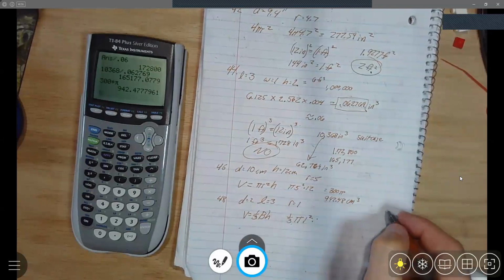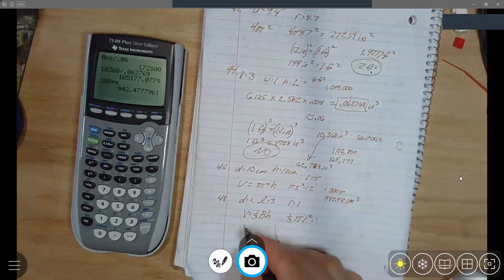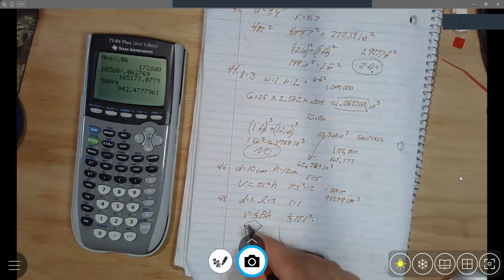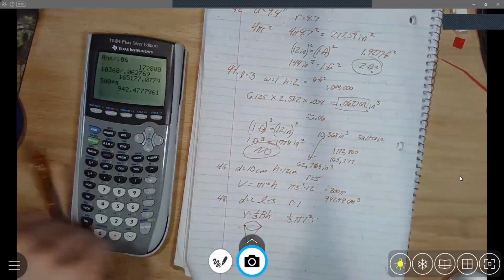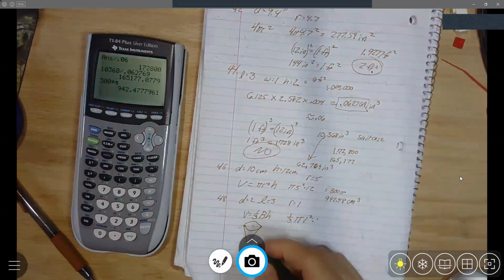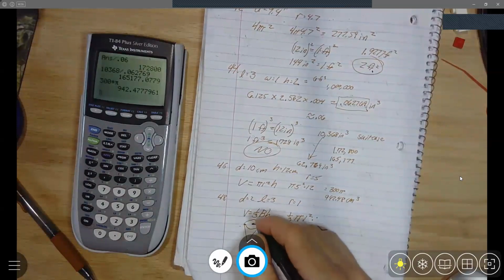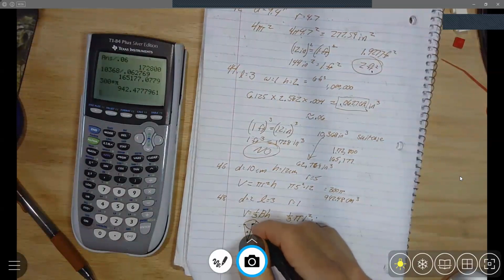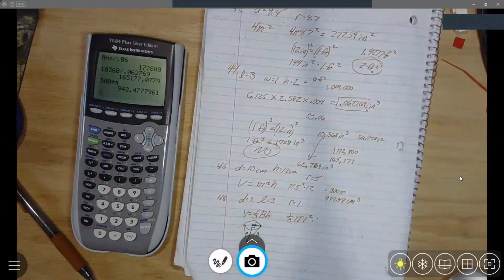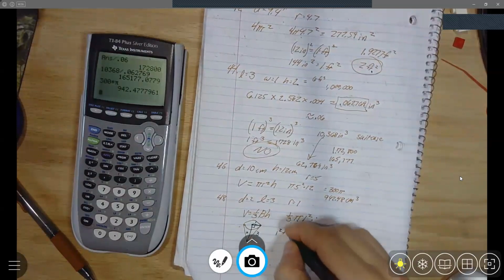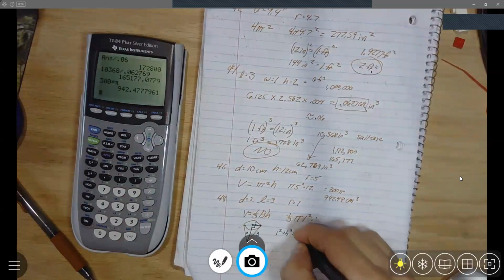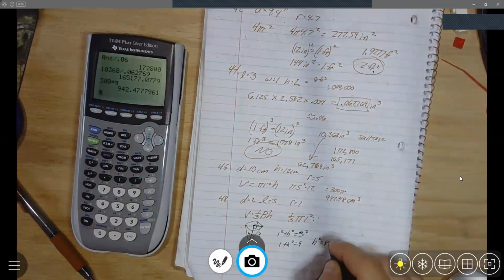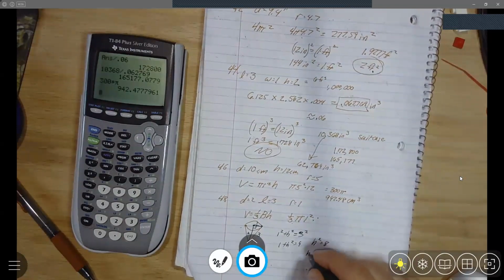They gave us a slant height. So in a cone, draw a really bad cone picture here. There's my cone. So if this is 1, the radius is 1, and then this is the height of the cone, and the slant height is 3. So you see we got a right triangle here. So 1 squared plus h squared equals 3 squared. So 1 plus h squared is 9, h squared is 8. So the height is the square root of 8.